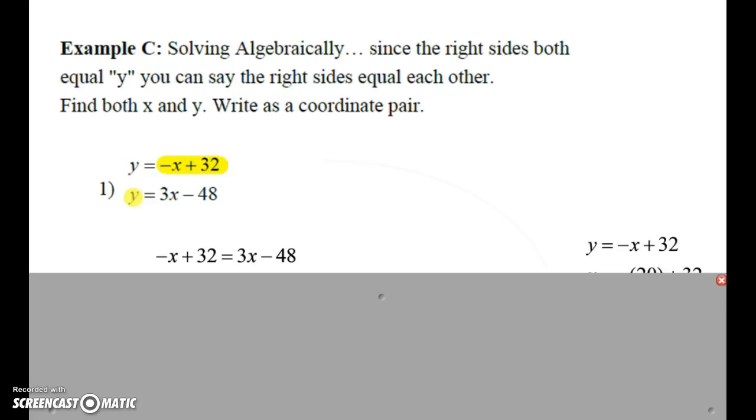At this point, I'd like you to pause the video and go ahead and try to solve this problem on your own for x. And then if you know how to find the y value, go ahead and do that.